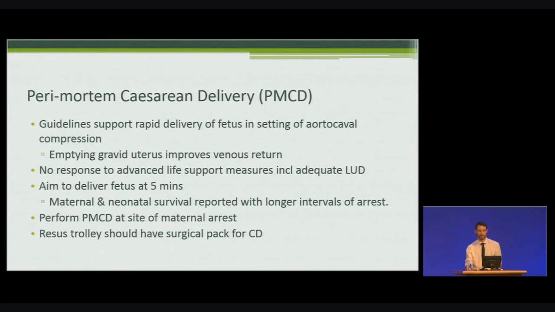Carrying out the perimortem cesarean delivery should occur if there is no response to advanced life support measures, including adequate left uterine displacement. So there's no point trying to do a perimortem cesarean delivery if you haven't been effective in your manual displacement of the uterus. As I mentioned earlier on, someone's on the left-hand side of the patient manually displacing the uterus. The aim is to deliver the fetus at 5 minutes, although maternal and neonatal survival have been reported with longer intervals of arrest.